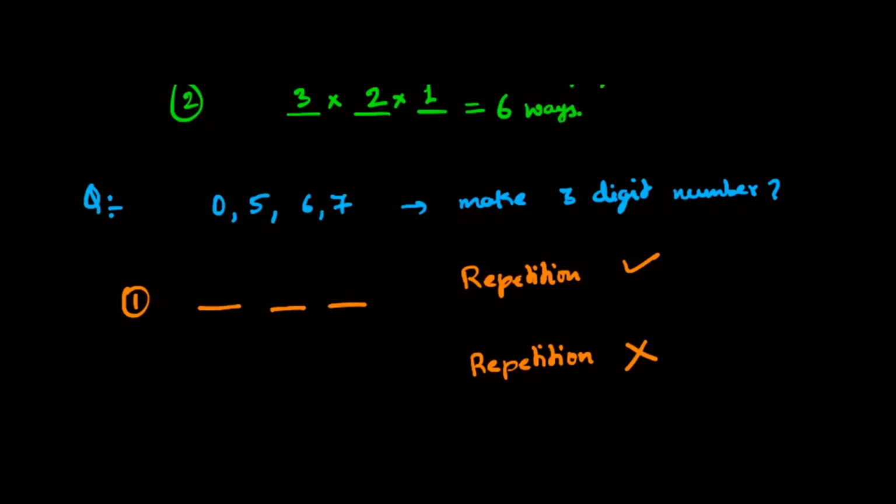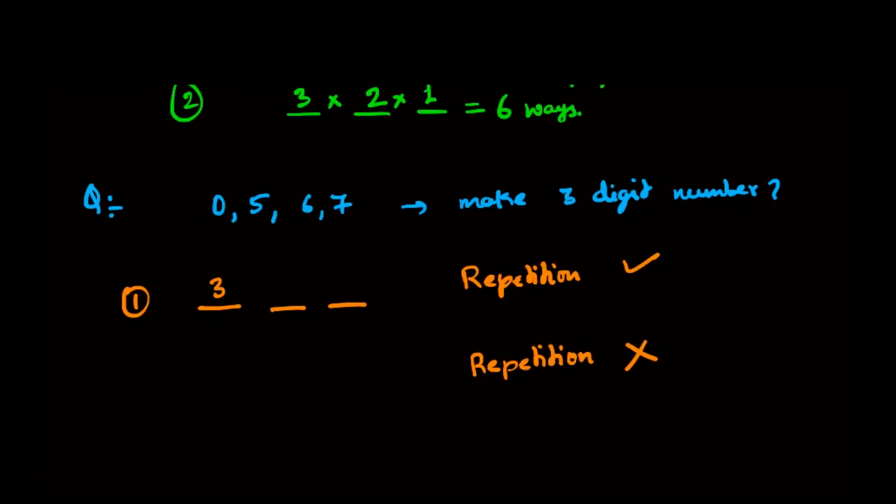Now mind it. Can I have 0 here? Can we have 0? No. Why? Because if I keep 0 in the leftmost place here, it will become a 2-digit number, right? And I don't need a 2-digit number. I need a 3-digit number, right? So whenever you have 0 as an option, always eliminate it. You cannot keep it in the first place, right? So this can be filled in 3 ways, right? Either 5, 6, or 7.